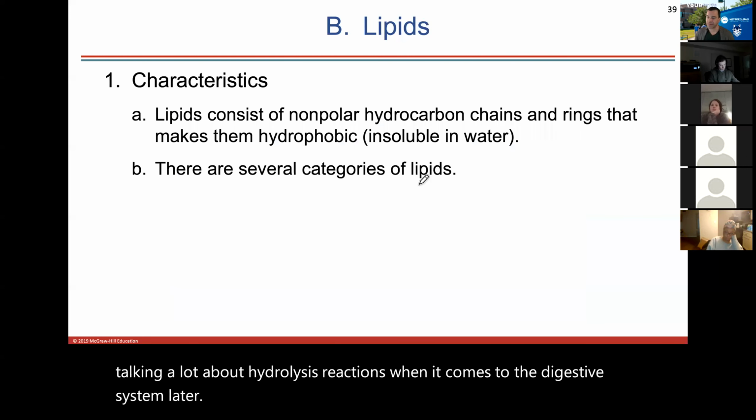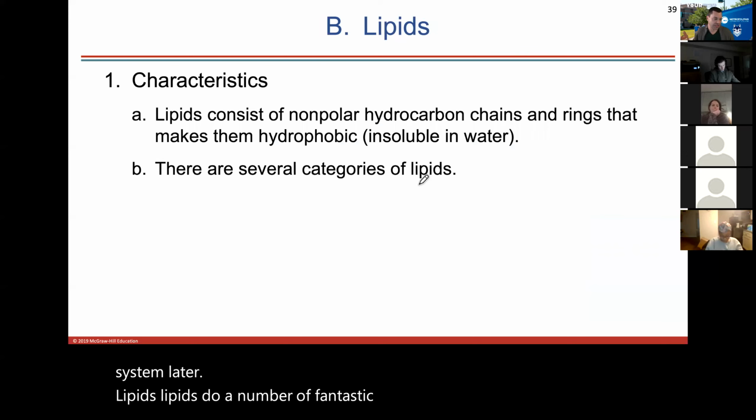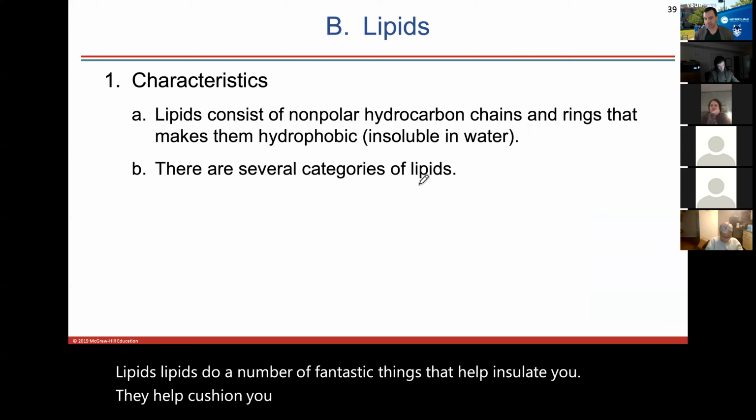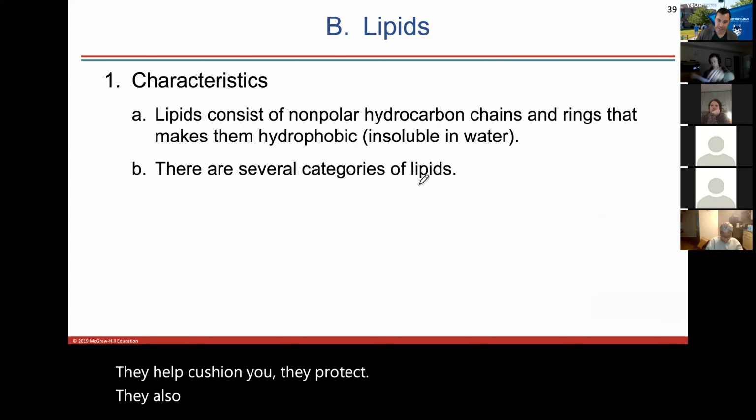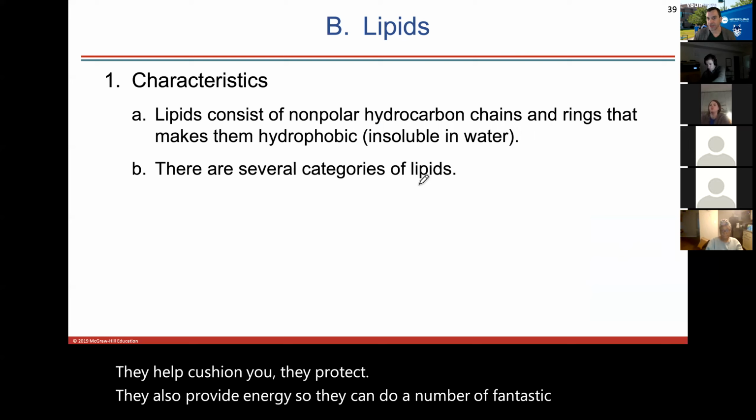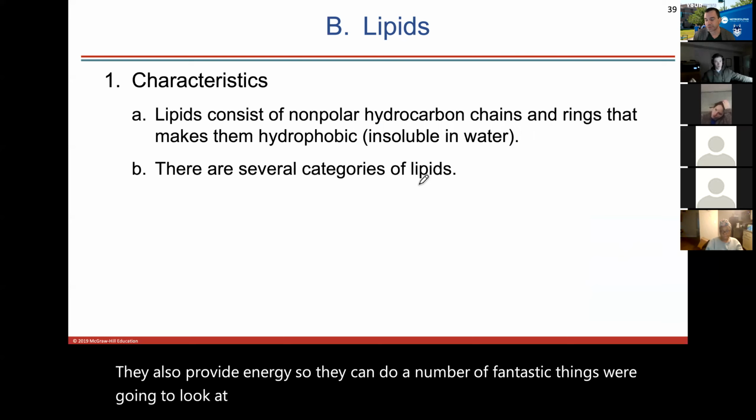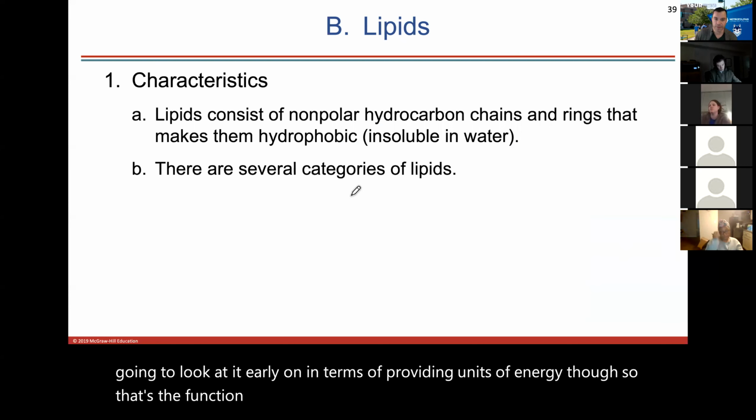Lipids do a number of fantastic things. They help insulate you. They help cushion you. They protect. They also provide energy. So they can do a number of fantastic things. We're going to look at it early on in terms of providing units of energy, though. So that's the function that I hope you will remember.